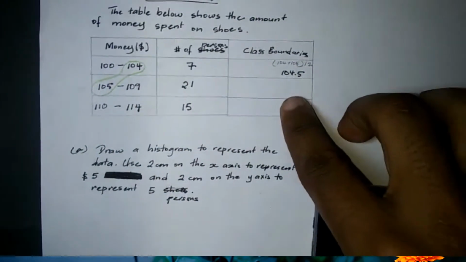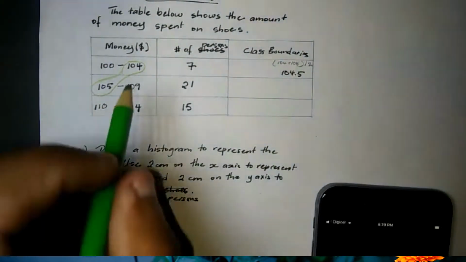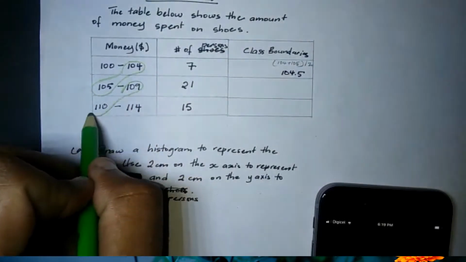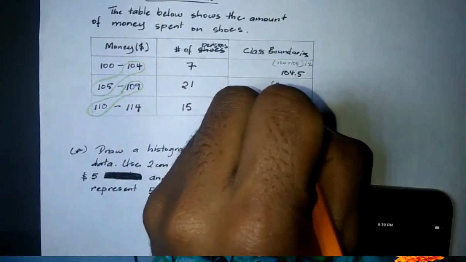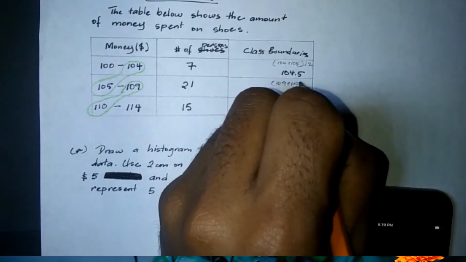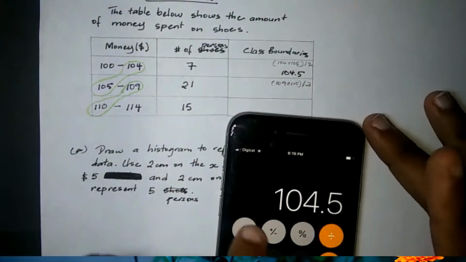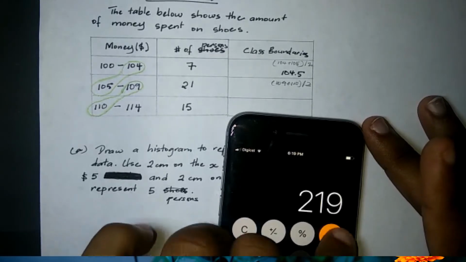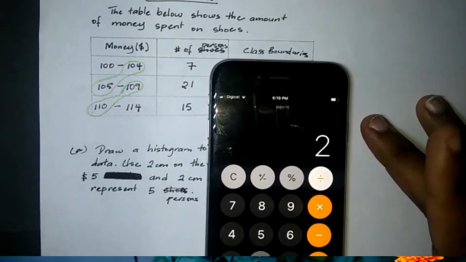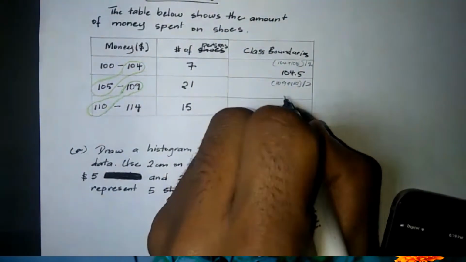What do you think I have to do to get the class boundary for here? Well, I would have to add 109 to 110, then divide it by 2. 109 plus 110, then I'm dividing that by 2. So this is what it would look like in my calculator. 109 plus 110 will give me 219, and I'm dividing 219 by 2. That should give me 109.5.